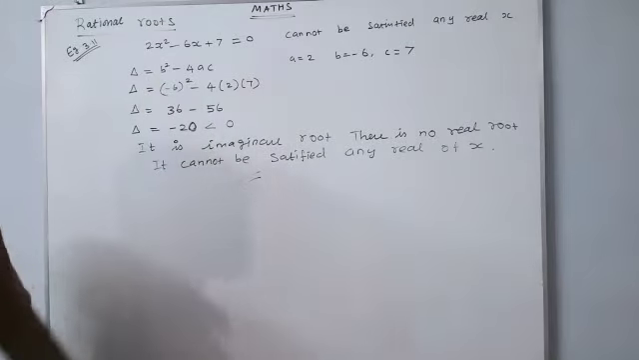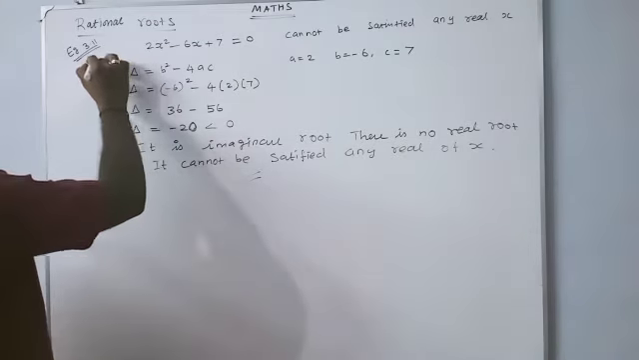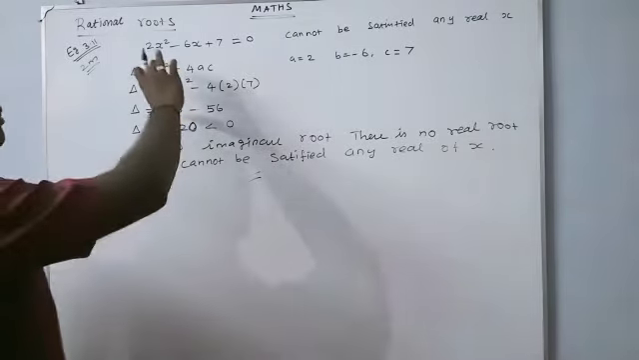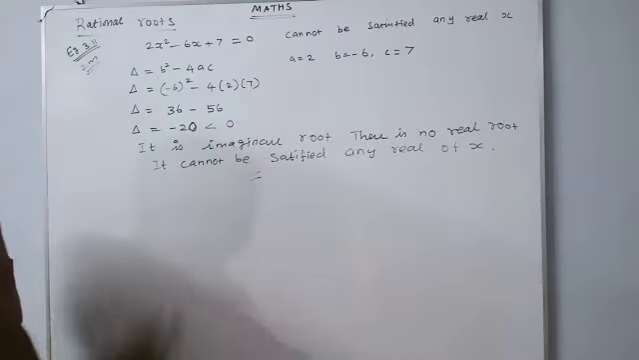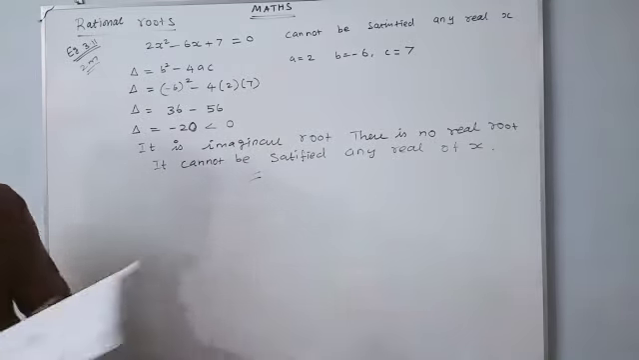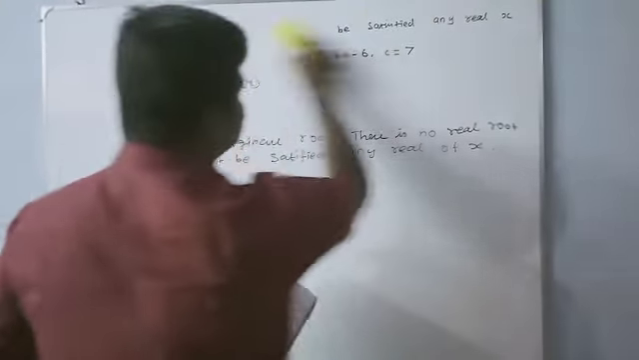So this is a 2 mark sum. Refer to this. It is very easy. This is very important for the discriminant. And we will discuss the next sum, example 3.12.